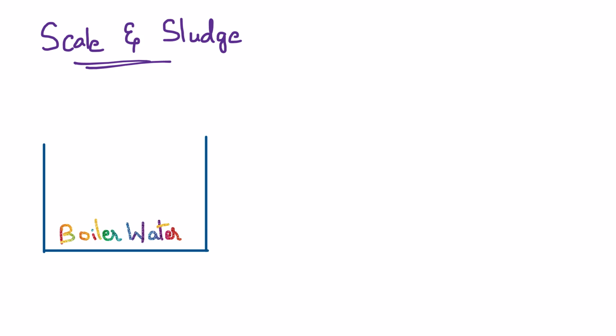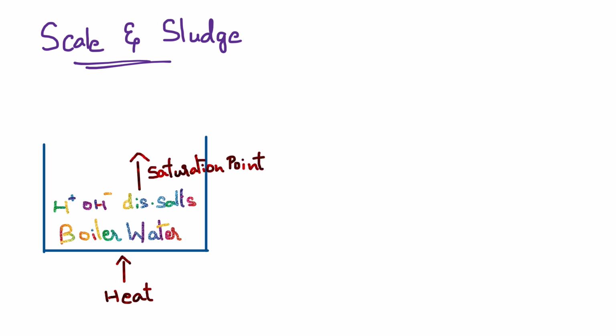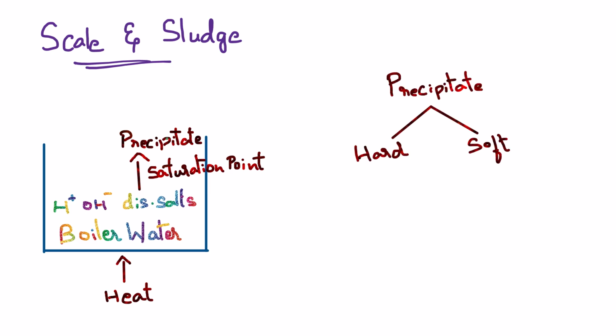Scale and sludge. Consider a boiler containing the boiler water. The water not only contains H+ and OH- ions, it also contains dissolved salts, that is other cations and anions. When the boiler is continuously heated, these salts will reach a saturation point, and after the saturation point, they are thrown out as precipitate. Sometimes the precipitate can be either hard or soft. The hard precipitate is called scale and the soft precipitate is called sludge.